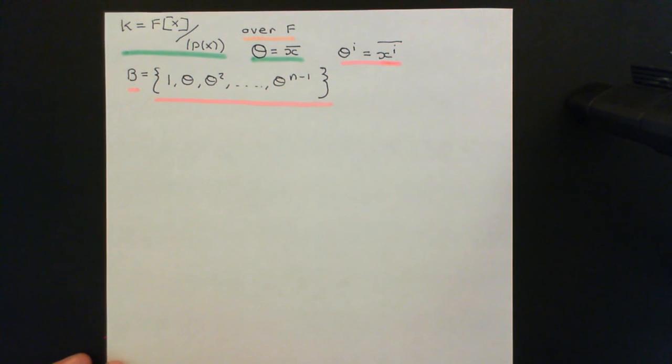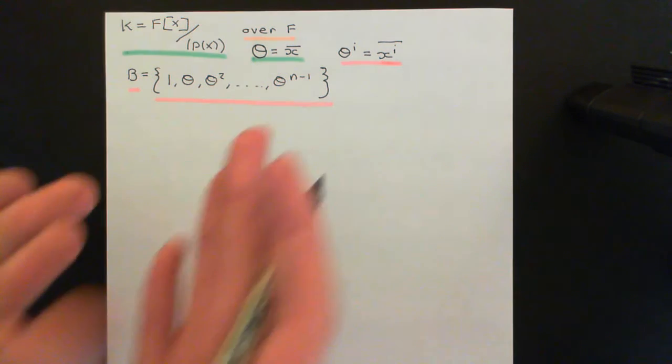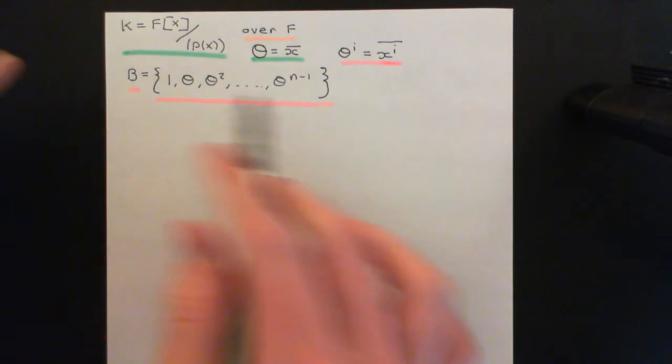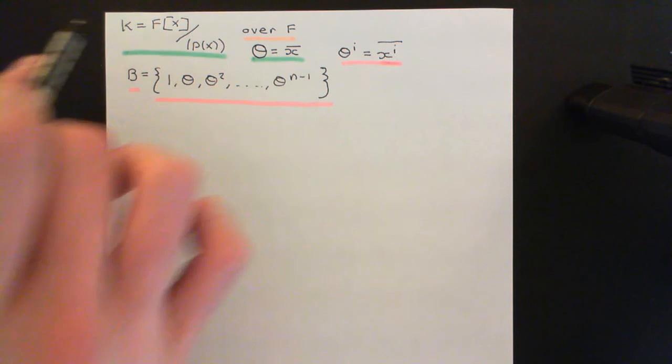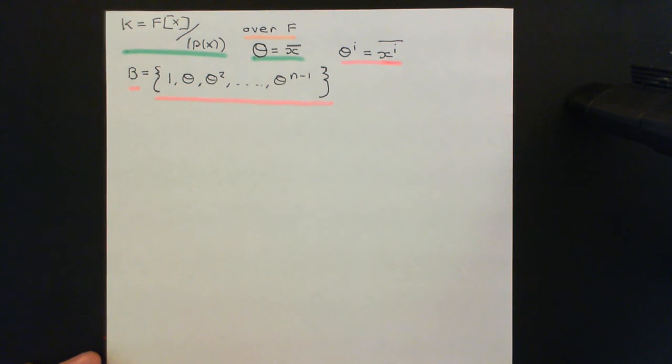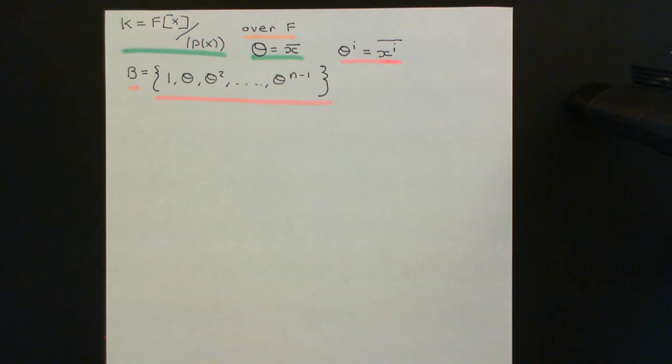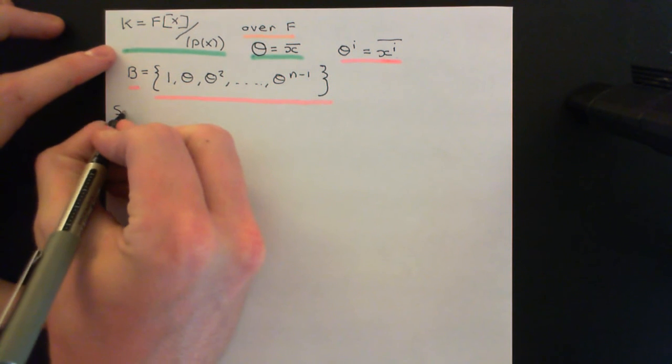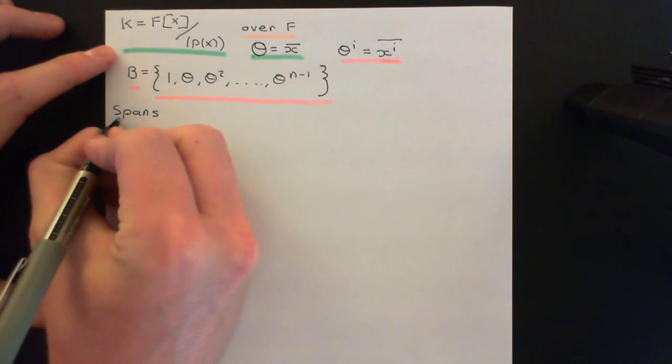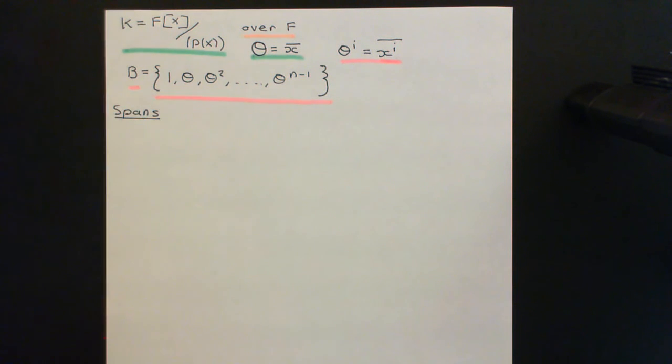Right, so that's all fine. Now what I want to prove is that this is indeed a basis. So we've got this collection of elements from my field extension K. What I want to prove is that this is a basis for K viewed as a vector space over F. Now what do I need to prove? I need to prove two things. I need to prove that it spans the field extension K, and I also need to prove that they are linearly independent vectors with respect to the field F. So let's start off with spanning. I want to make sure that it spans the entire field extension K.